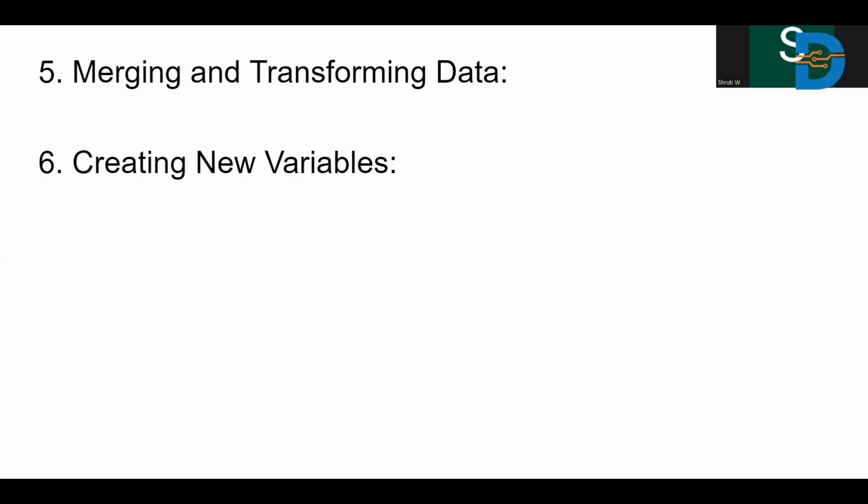The sixth one is creating new variables. Finally, you can generate a new column or metric by performing a calculation on your existing data. This could include things like calculating the age of customers based on their birthdays or deriving the discount percentage based on your purchase amount.